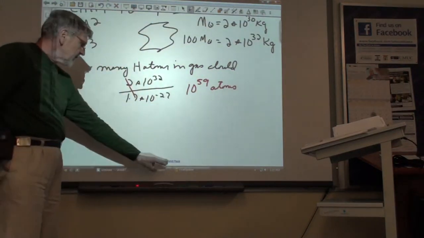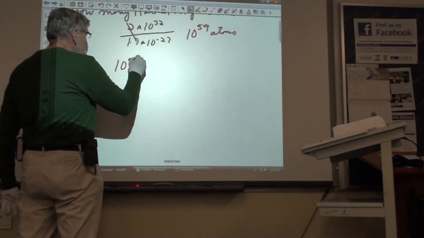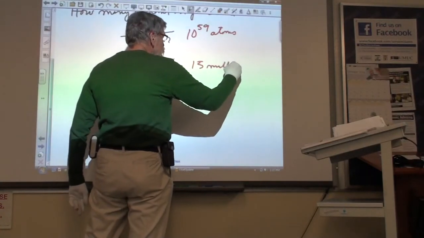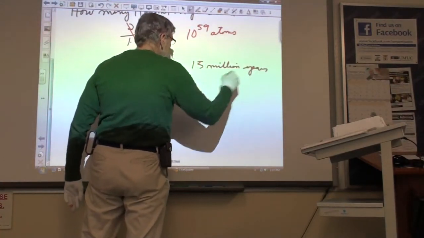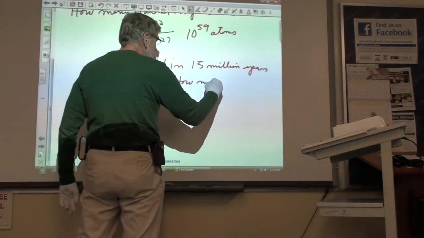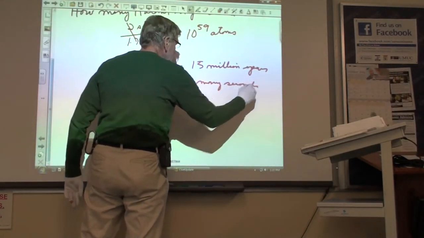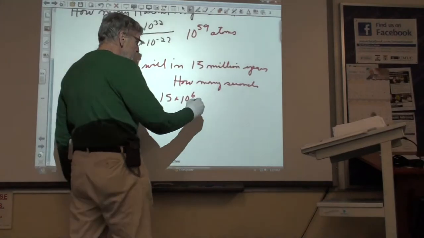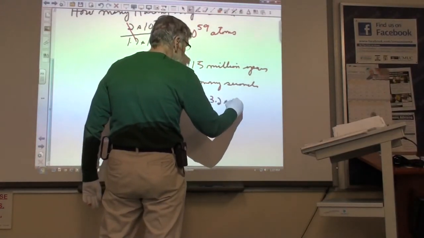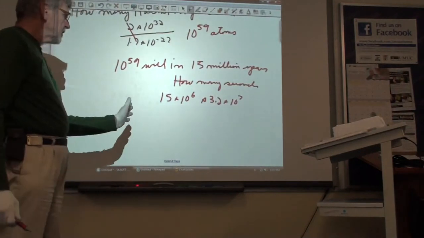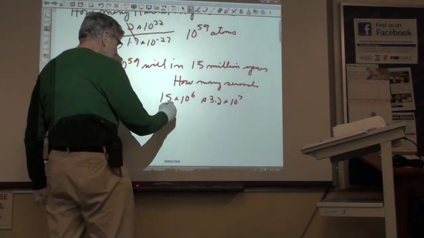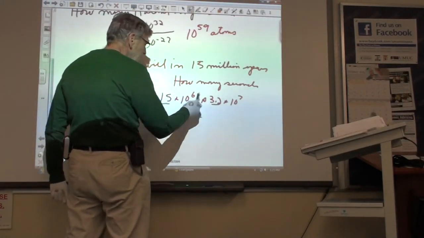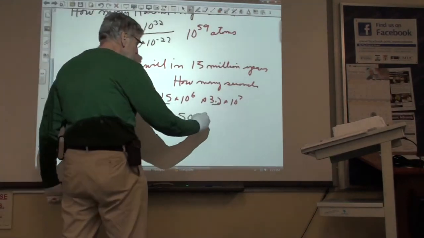So 10 to the 59 atoms will emit in 15 million years. So how many seconds is that? So it's 15 times 10 to the 6 years, and 1 year is 3.2 times 10 to the 7th seconds. So 3.2 times 15, these two numbers multiplied together, is right around 50. And 10 to the 6th times 10 to the 7th is 10 to the 13th.